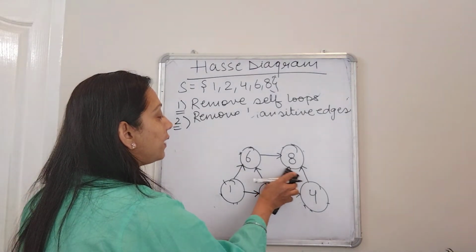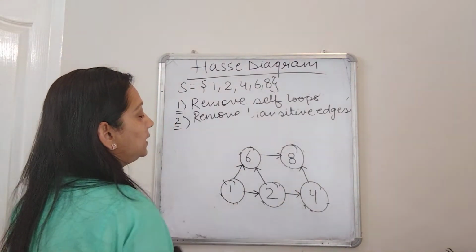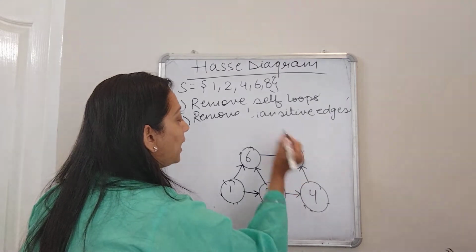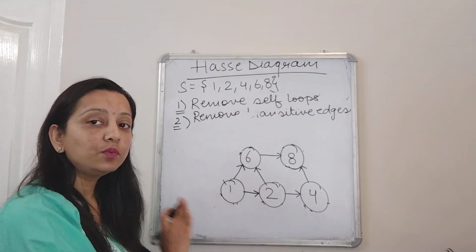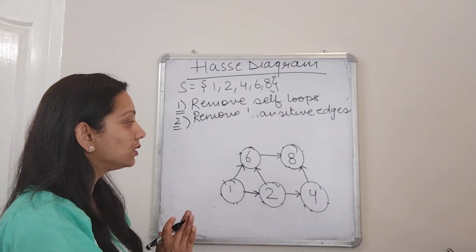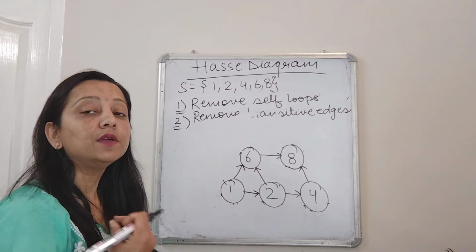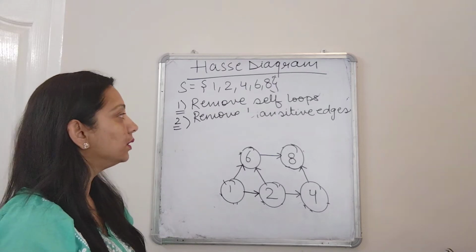Similarly, if 2 divides 4 and 4 divides 8, it is quite obvious that 2 will divide 8 also. So here you can see I have removed all the transitive edges, right? So this has become even simpler now.